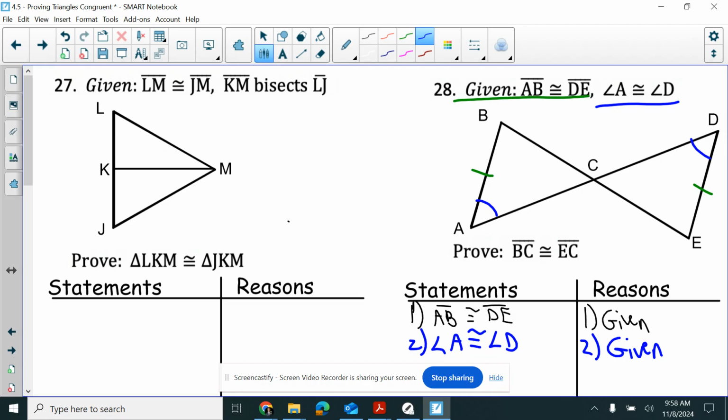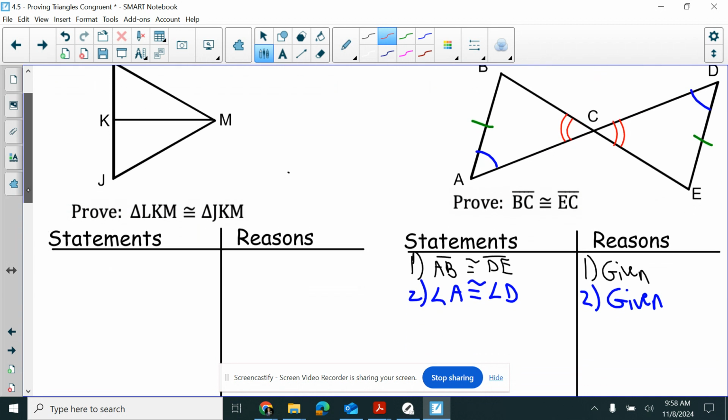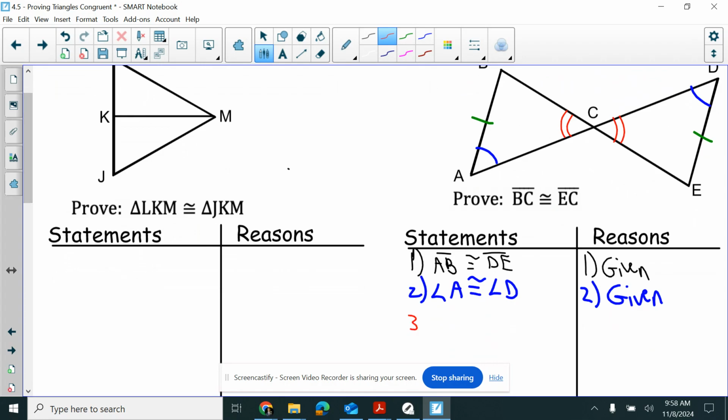Now I need to figure out, is there anything else I can add to the picture that would also be congruent? So in this situation, I notice that I have vertical angles. So I actually need to write that down. That's going to be the next step. I need to say angle BCA is congruent to angle ECD. So those two middle angles are congruent because they are vertical angles.